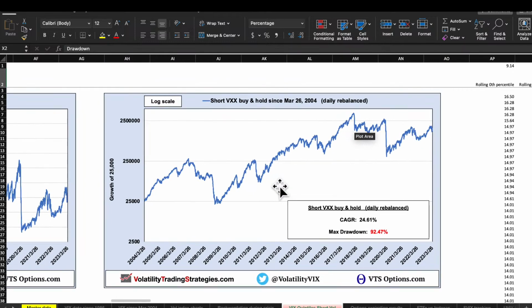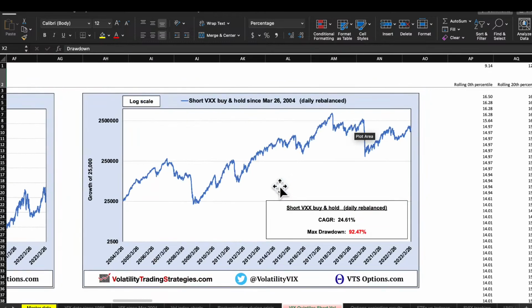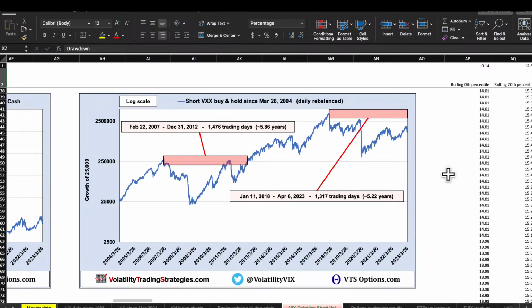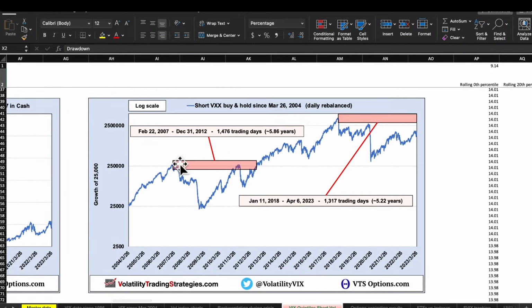No, it's not just uncomfortable. It's not just the magnitude either. It's also the duration of that drawdown. So if you look here, you can see from February 2007 to December 2012, which was almost 6 years, the short VXX buy and hold was in a drawdown, a 6-year drawdown of 92%. You can't sustain that. And there was another 92% drawdown recently.